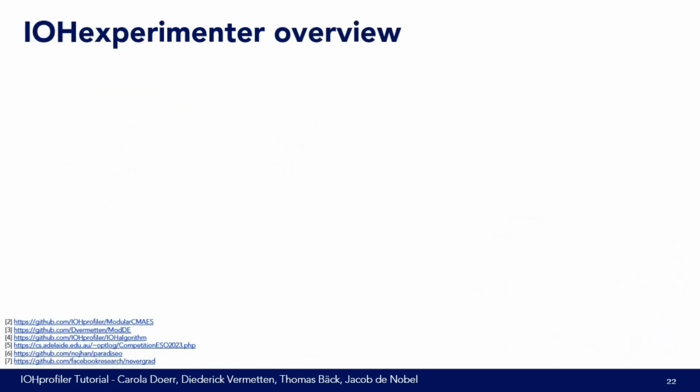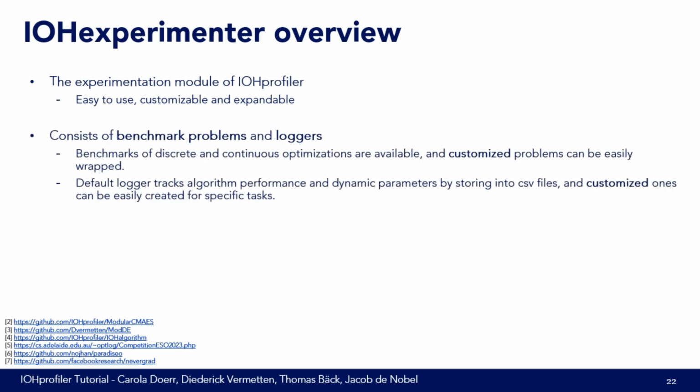So that wraps up the IOH Analyzer portion of this tutorial. Now we continue on to the Experimenter, which is the module of IOH Profiler that you can use to do the actual benchmarking, to collect the data by integrating the problems and the algorithms together with our logging functionality. So the IOH Experimenter consists of both a large set of benchmark problems and logging functionality to keep track of the data that you want to later on analyze in, for example, IOH Analyzer.